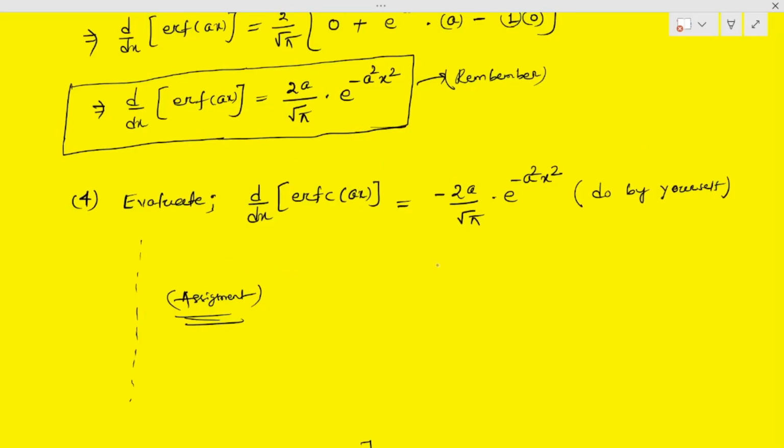The derivative with respect to x of the error function of ax will be minus 2a by root pi e to the power minus a square x square. Here, if I compare this with the error function and its corresponding complementary error function of ax, we can see only the minus sign is the difference. Now we are going to use this answer for our integration directly.